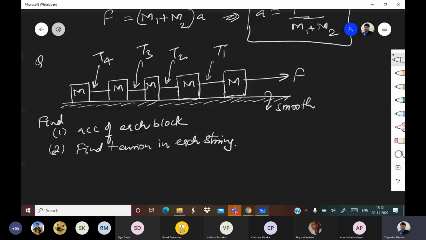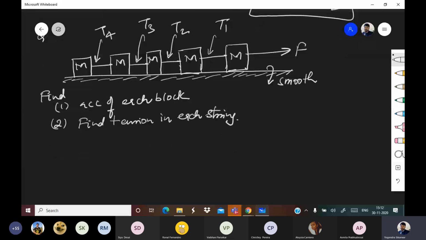Okay, everyone, please pay attention. In this question, as all the blocks will be moving towards the right with the same acceleration a, we can consider all of them as a system together. So A will be F upon M total. M total is M plus M plus M plus M plus M, which is 5M. So our acceleration will be F upon 5M. Correct?